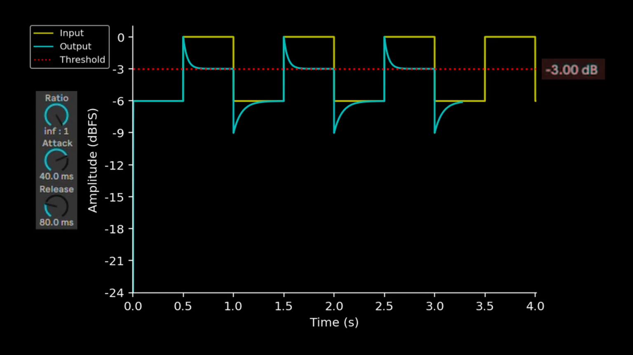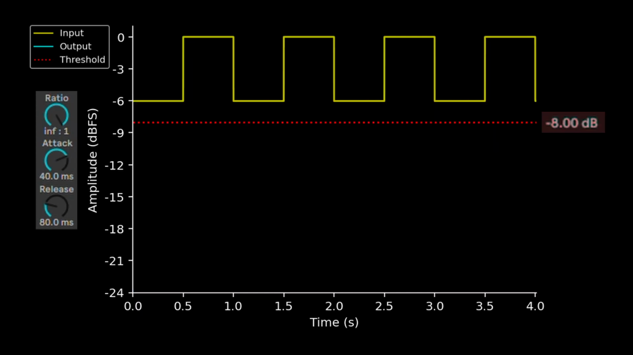This is exactly what I would expect. When the input signal exceeds the threshold, the attack is engaged and compression occurs. When the input signal goes below the threshold, the release is engaged and compression ends. But what if we set a threshold of -8 dB, so the input signal never goes below the threshold?